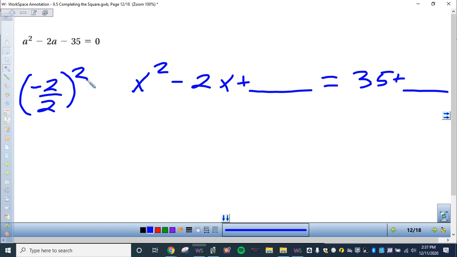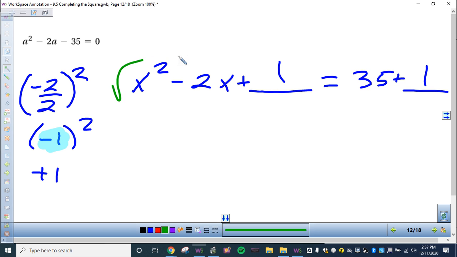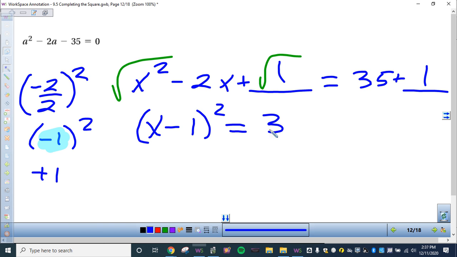So negative 2 divided by 2 squared is negative 1 squared. Remember, that's the one that's going to repeat at the very end. So we get plus 1. So we put our 1's in right here. We think about the square root of the a and the c term to get x minus 1 squared equals 36.